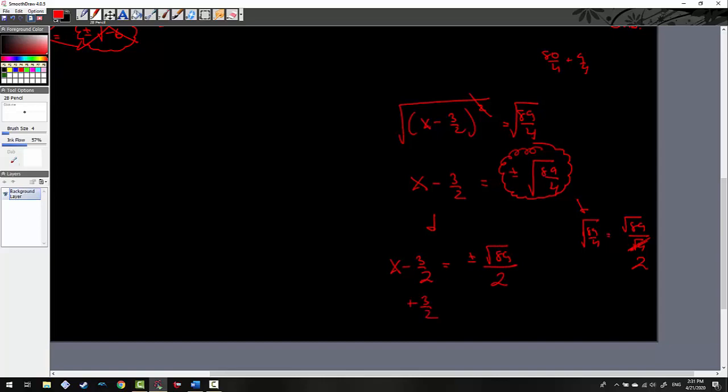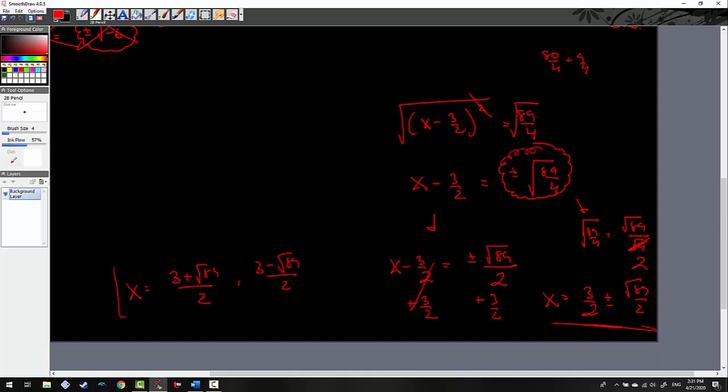And now I'm going to go and add 3 over 2 to both sides and finalize the problem. So I get x equaling 3 over 2 plus or minus root 89 over 2. And I'm not done yet. I'm going to go and simplify this. I'm going to expand out the answer. So I'll say x is equal to 3 plus root 89 over 2 for the positive version, and 3 minus root 89 over 2 for the negative version. And that wraps up number 4.